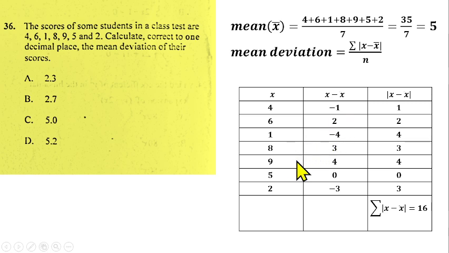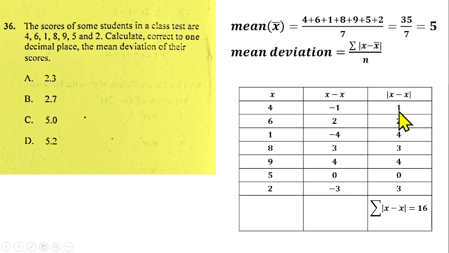Sorry for that, an error. Again, 4 minus 5 is minus 1. 6 minus 5 is 1, not 2. Don't know where that error is coming from. So 1 minus 5 gives us minus 4. 8 minus 5 is 3. 9 minus 5 is 4. Then 5 minus 5 is 0. 2 minus 5 is minus 3. So there's an error here. This should be 1, not 2.